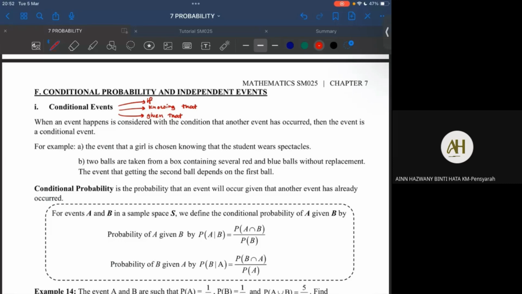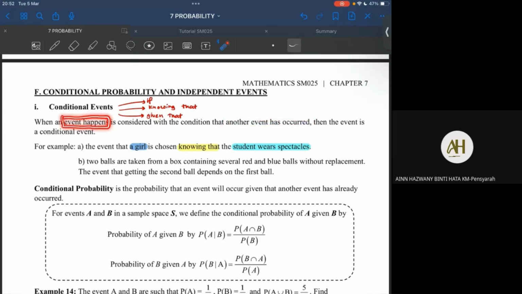So read the example there. The event that a girl is chosen knowing that, so there are two events here. A girl is chosen knowing that she wears spectacles. You can see there are two events: a girl and wears spectacles. A girl is chosen knowing that she wears spectacles. So this is called a conditional event. One event, another event has occurred, meaning she wears spectacles.